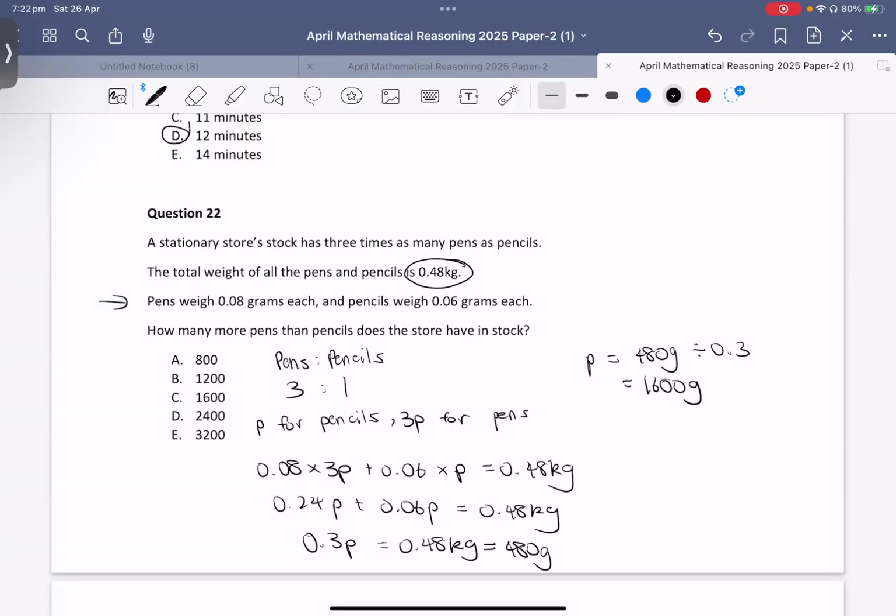And it says, how many more pens are there than pencils? So we know that means that the pencils are going to be 1,600. And that means the pens is going to be 3p, right? Which would be 4,800. How many more pens do we have compared to pencils? It would be 4,800 minus 1,600, which is 3,200. The answer there is E. Okay.